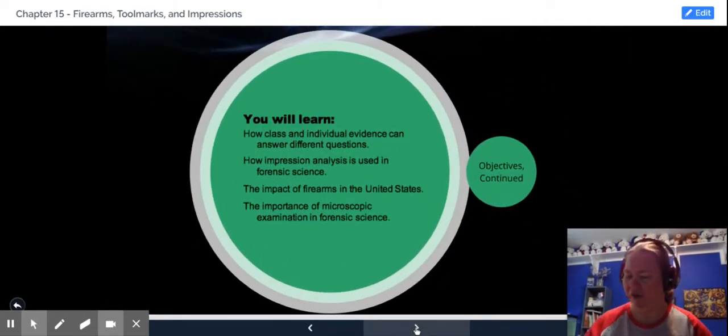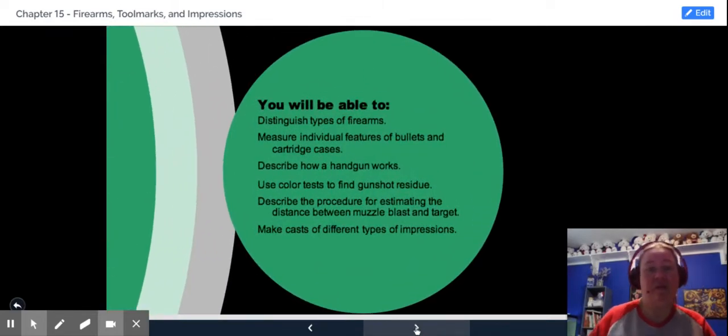All right, so we are going to talk about how the different parts of class and individual evidence apply to firearms, as well as microscopic examination, the impact of firearms in the United States. We're also going to look at impression analysis. We're going to talk about different types of firearms, describing the procedure for estimating distance between the muzzle blast and the target, and different types of impressions.